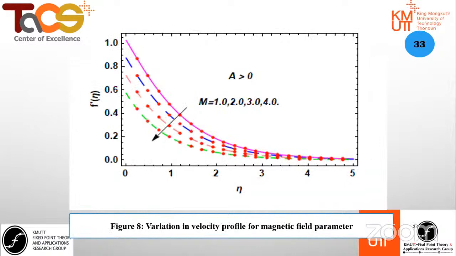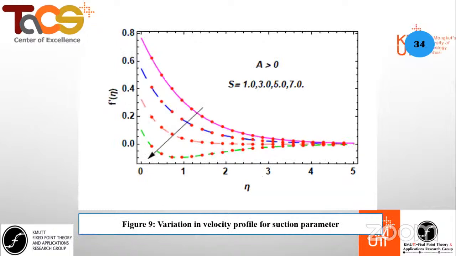And I also discussed the magnetic effect on the velocity of the fluid. It reduced the velocity for suction, for slip condition and no slip condition. Next slide, please. Okay, here we have suction parameter, as I explained a few minutes before. The suction parameters reduce the velocity of the fluid, and I explained a physical example. But this graph shows only no slip condition. And before it was a slip condition.